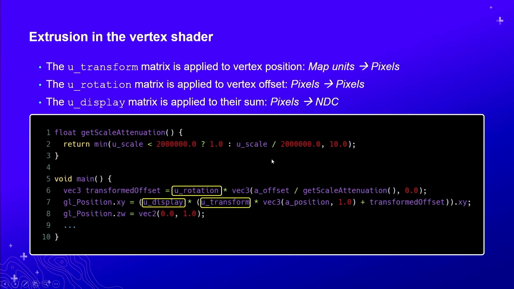The vertex shader uses three matrices in order to implement the transformation and position the geometry on screen. The first one is the transform matrix, and it is applied to transform coordinates from map units to pixels. Then there is the rotation matrix, which is applied to the offset vectors, and it works in pixel, in screen space. Then there is the display matrix, which is applied to the sum of the position and the rotated offset, and it converts from pixels to normalized device coordinates, which is what the vertex shader is supposed to output.